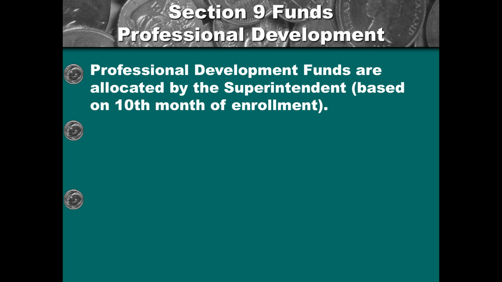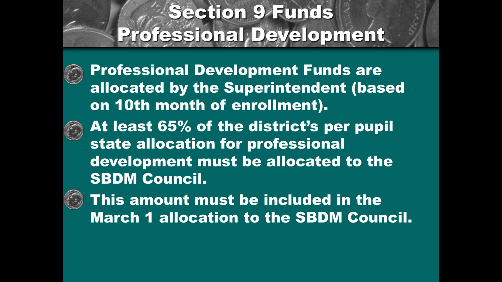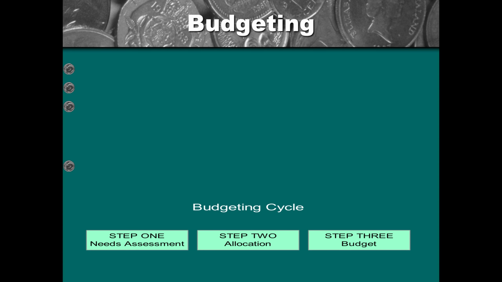Professional development funds are allocated by the superintendent based on the 10th month of enrollment. At least 65% of the district's per pupil state allocation for professional development should be given to the local schools through the site-based council to be used. And of course, this allocation is given to the council by March 1st every year.